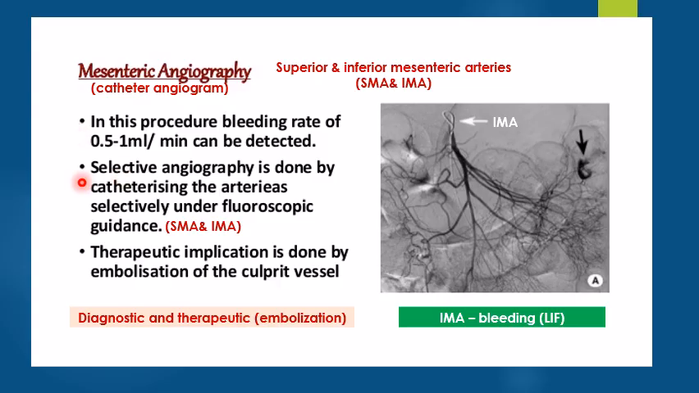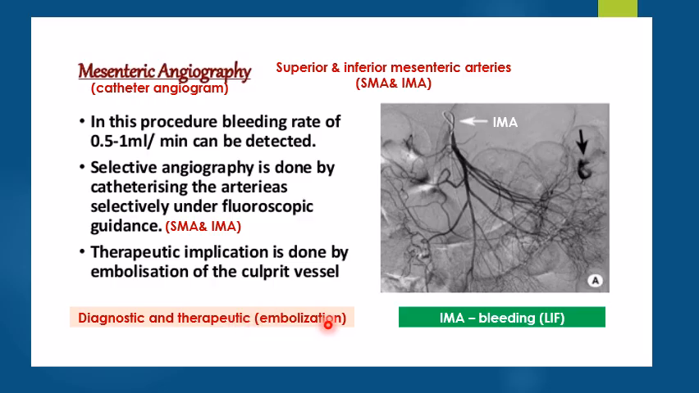Selective angiography is done, as I said, by catheterizing the arteries, the SMA, superior mesenteric artery, and the IMA, inferior mesenteric artery, using fluoroscopic guidance. This procedure can not only be used to detect the leakage of blood in a certain location, it can also be used to seal these blockages or stop the bleeding by embolization of the bleeders. So this angiography is not only diagnostic, it can be used for therapeutic purposes as well.